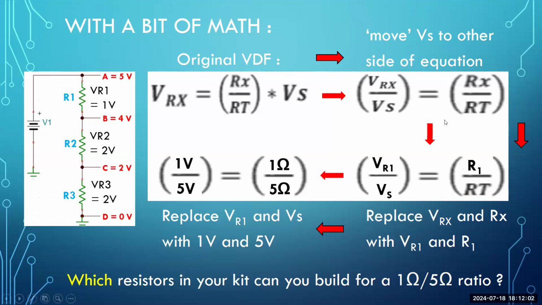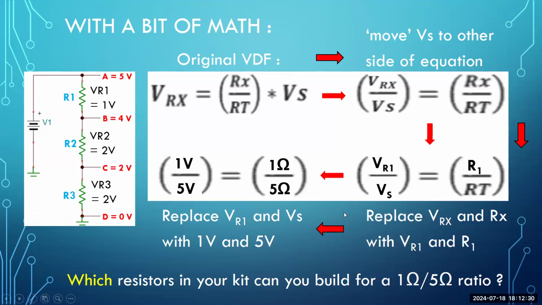Then what we're going to do, come down, we're going to replace the VRX with the VR1. So we're going to look specifically not at R1, R2, R3, Rx, but specifically at the voltage across R1. In order for us to do this, we have to replace the Rx in the formula with R1. So VR1 over the voltage source is equal to R1 over R total.